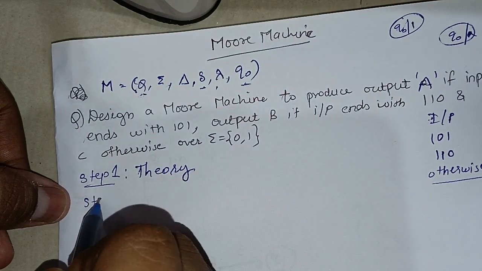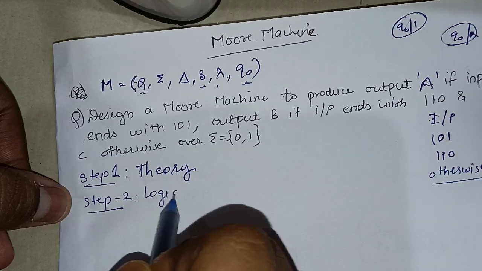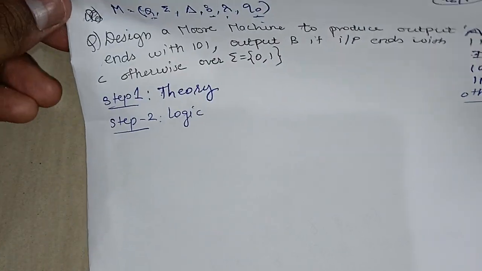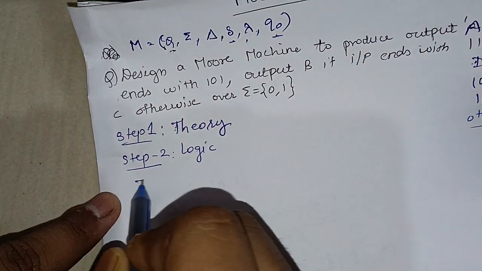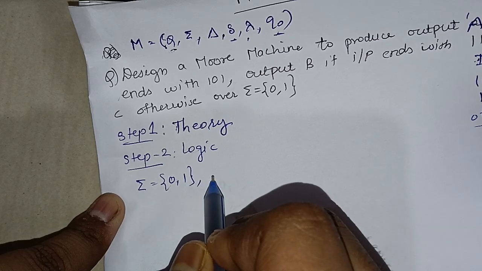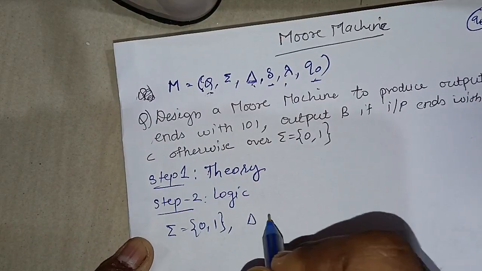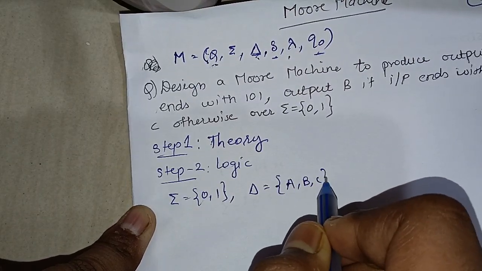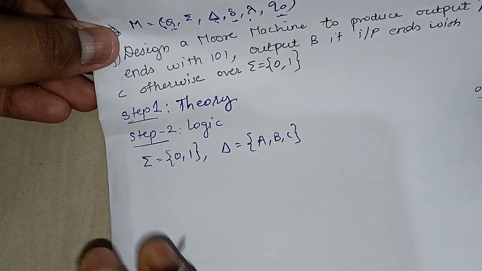Now step 2, the logic. Okay, in logic the input alphabet is 0, 1, and what is the output? Now see, this is the output alphabet, so we will write here output alphabet A, B, C. Okay, these will be the outputs, that's why it is the output alphabet.